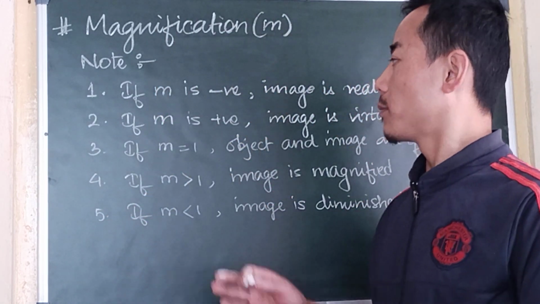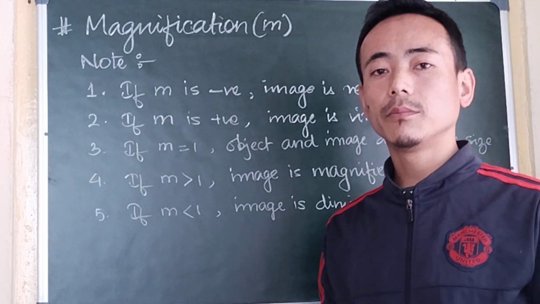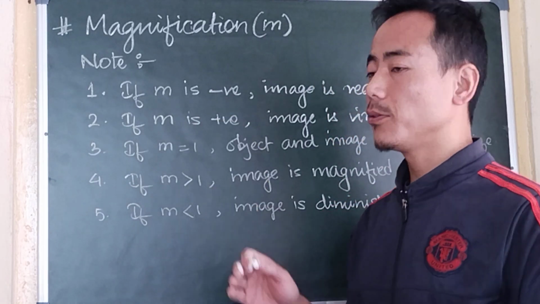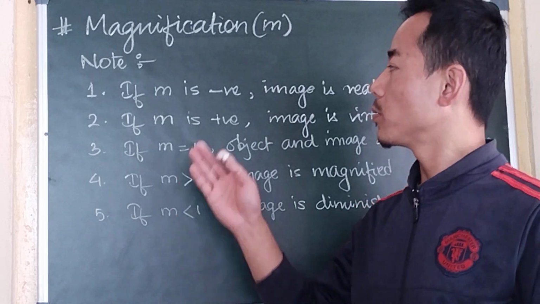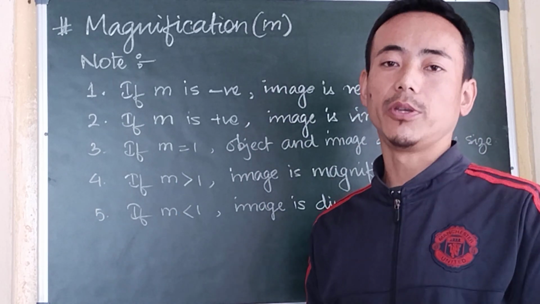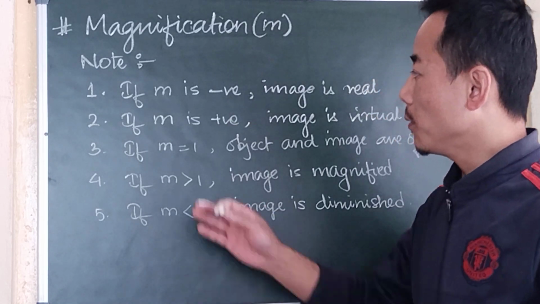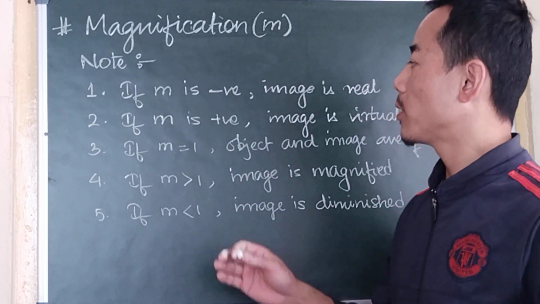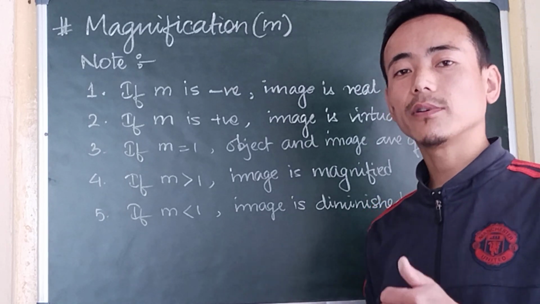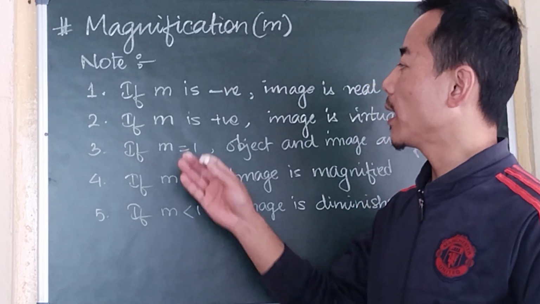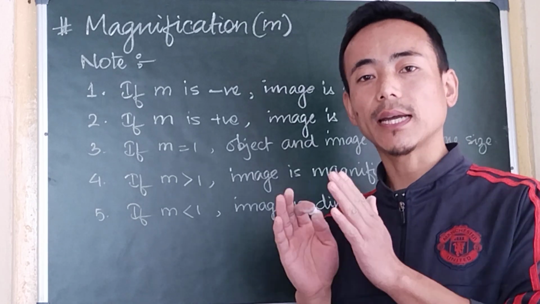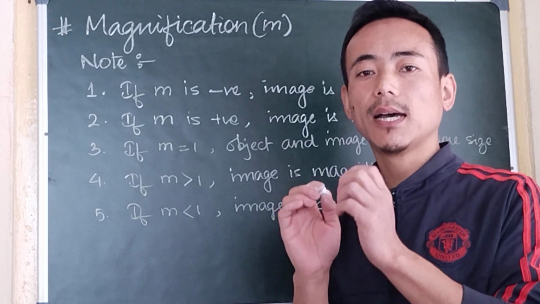So some of the things that are related with the term magnification. While doing the numericals, they don't give the values directly or the sign directly. So reading the sentence, sometimes you have to see which sign has to be used. So if M is negative, then you have to know that the image is real and inverted. So whenever we have a real and inverted image, then M will be negative. M is the ratio of the height of the image and the height of the object.